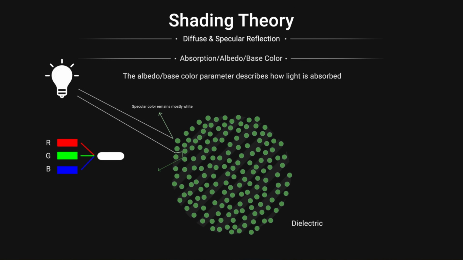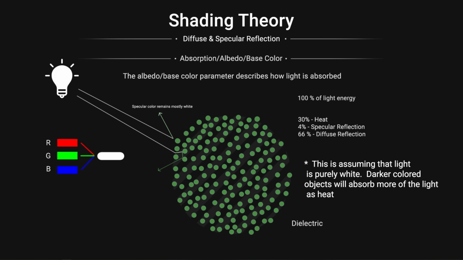So let me tell you why this is important. We have 100% of the light energy, and we know that some of that energy is going to be reflected in a specular way, some of it will happen in a diffuse way, and some of that energy will be absorbed as heat. Well, this heat component, this absorption, is usually pretty significant. About 30% of the energy, it depends on the material, but usually around 30% is turned into heat or is absorbed. 4% ends up being a specular reflection for a dielectric, and that only leaves 66% of the reflection acting in a diffuse way.